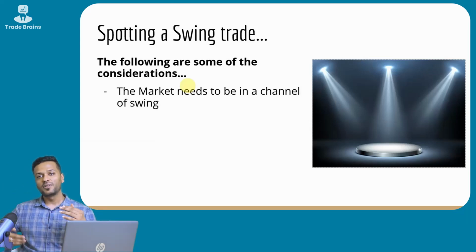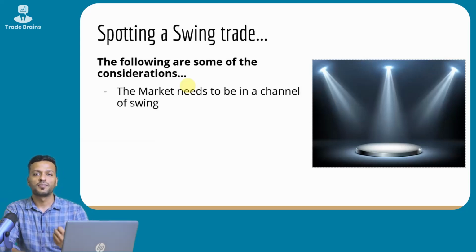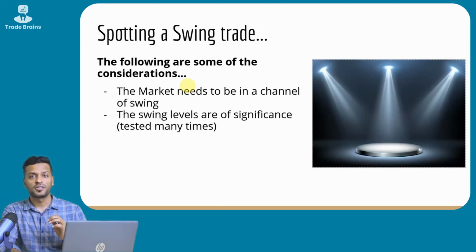It just can't be randomly going up. It sometimes goes to 50, 100, 150, 40, 30. No, that's not how it works. The market generally moves in a channel, and if you're able to spot the channel well, it gives you very good swing trading opportunities in the market. The swing levels have to be of significance.